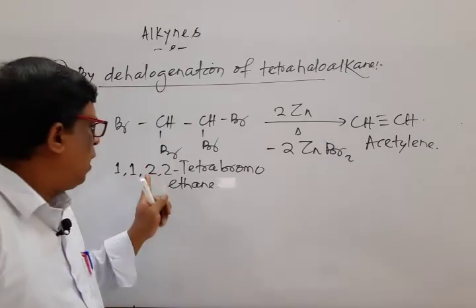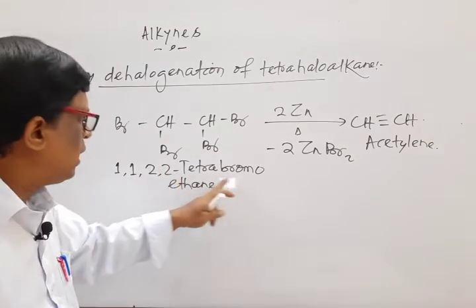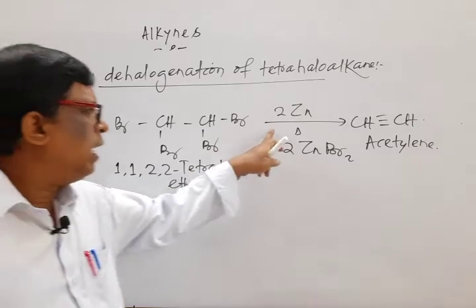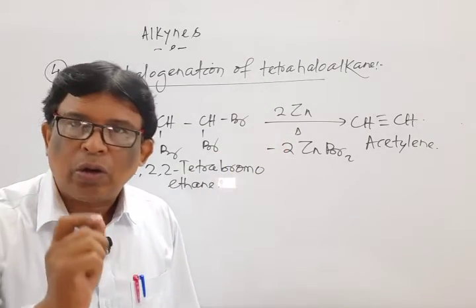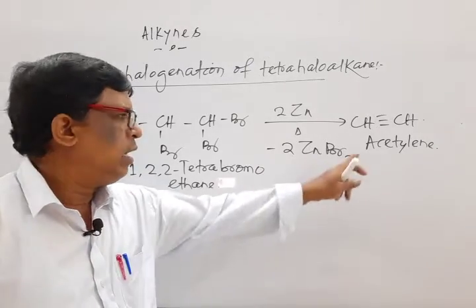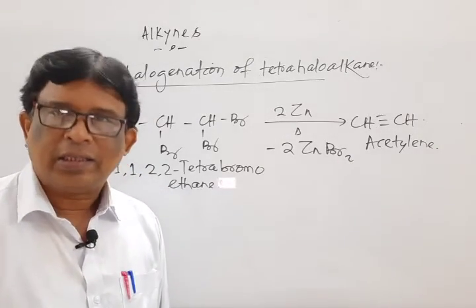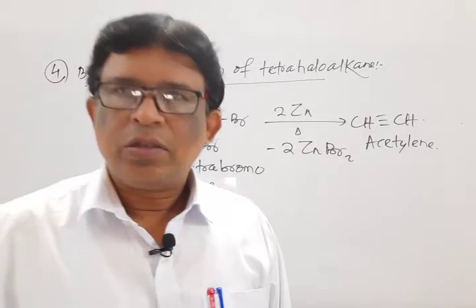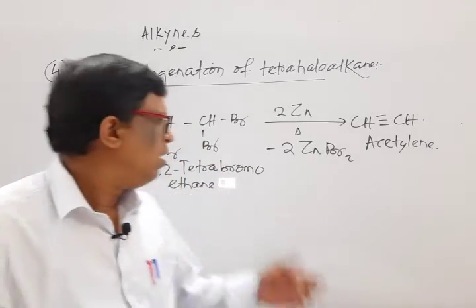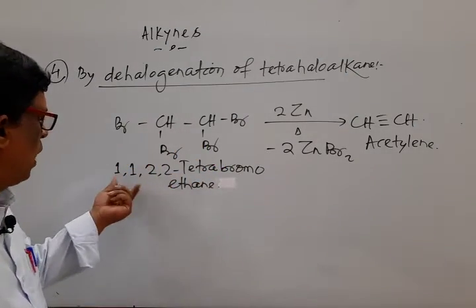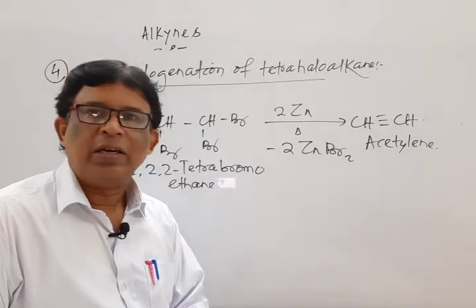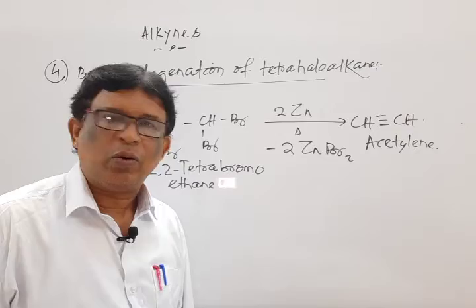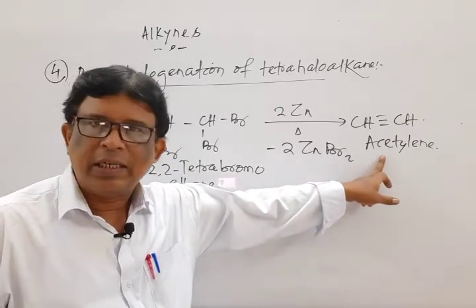When 1,1,2,2-tetrabromoethane is heated with zinc dust, it undergoes dehalogenation, resulting in the formation of acetylene. So what do we write as the statement here? When 1,1,2,2-tetrabromoethane is heated with zinc dust in presence of methyl alcohol, acetylene is formed.